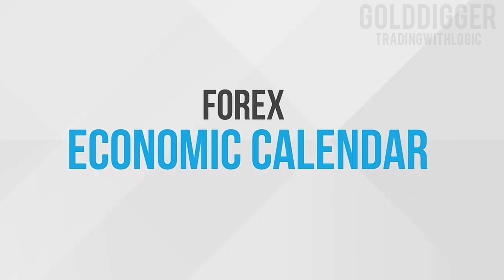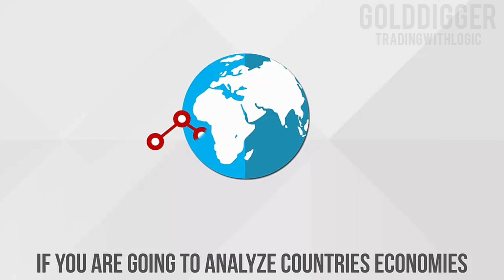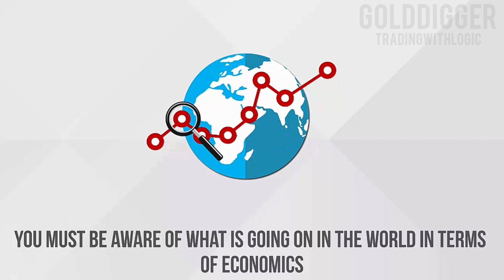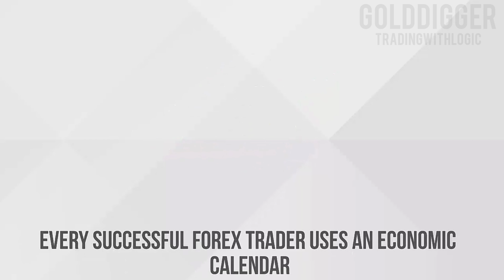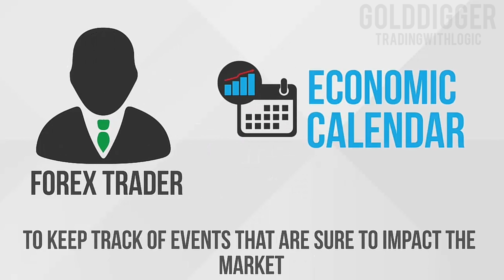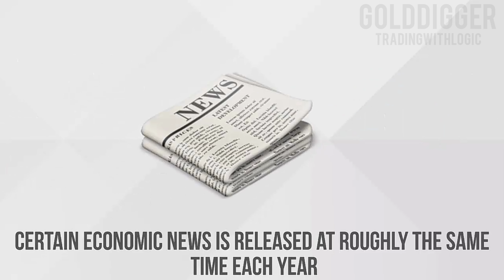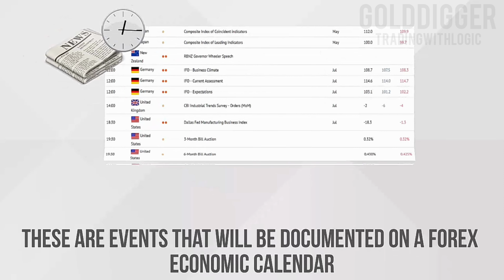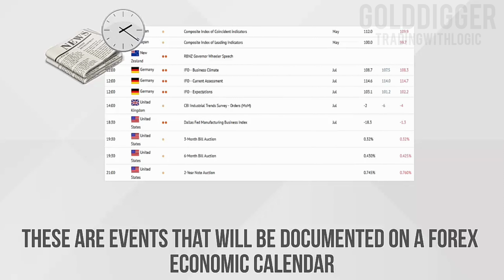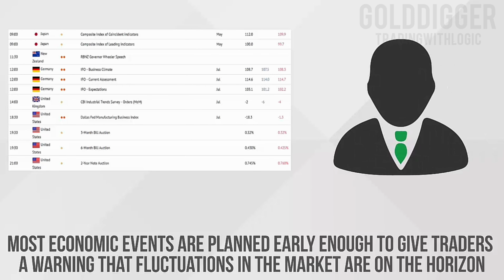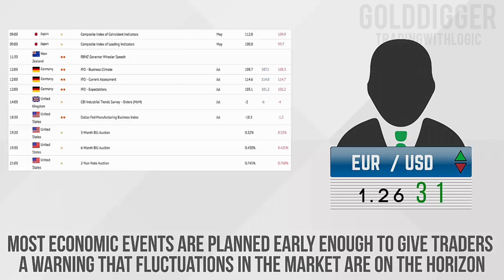Forex economic calendar. If you are going to analyze countries' economies, you must be aware of what is going on in the world in terms of economics. For this reason, every successful forex trader uses an economic calendar to keep track of events that are sure to impact the market. Certain economic news is released at roughly the same time each year. These are events that will be documented on a forex economic calendar. In addition, most economic events are planned early enough to give traders a warning that fluctuations in the market are on the horizon.